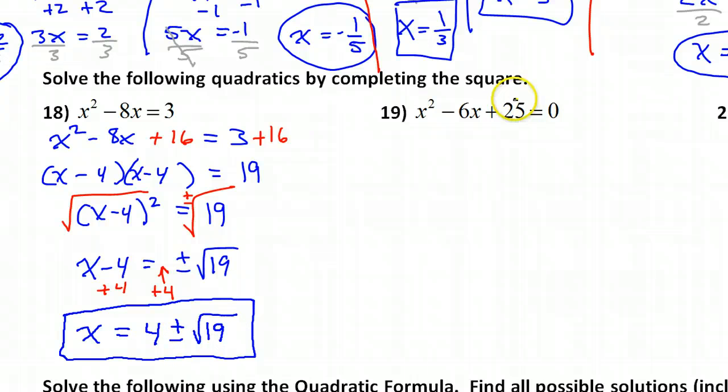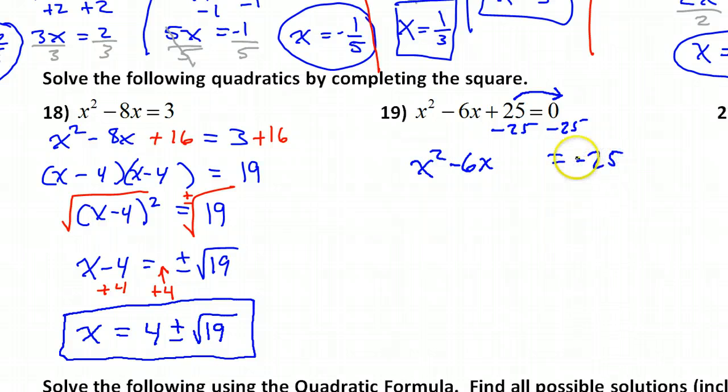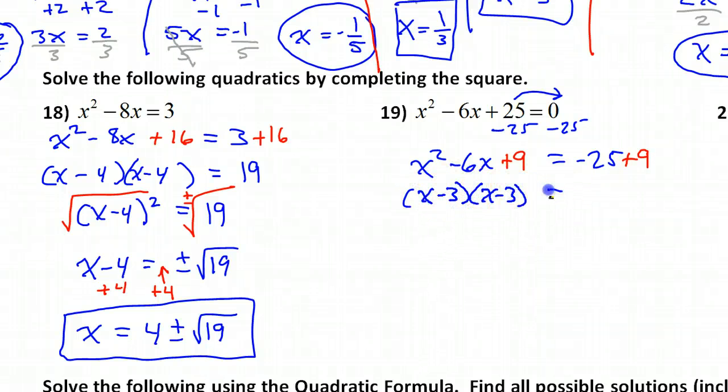Over here, this 25 is in my way, so I will subtract it. So that's going to give us x squared minus 6x equals negative 25. Time to complete the square. Half the middle squared. Half of this is 3. 3 squared is 9, which I add to both sides. I can see I'm going to get a negative number over there. It's going to be imaginary. This will factor as the same thing twice. X minus 3, x minus 3. This is going to make negative 16.